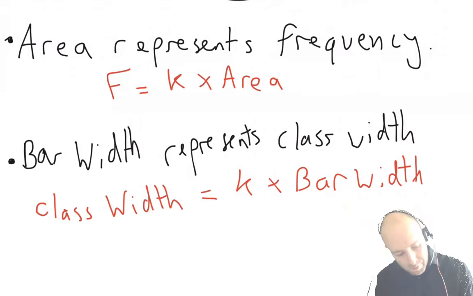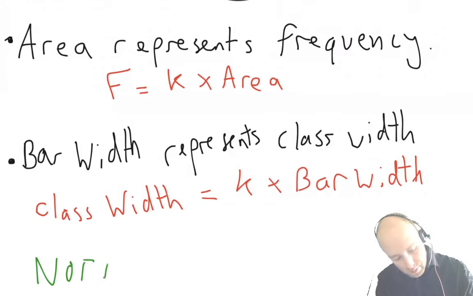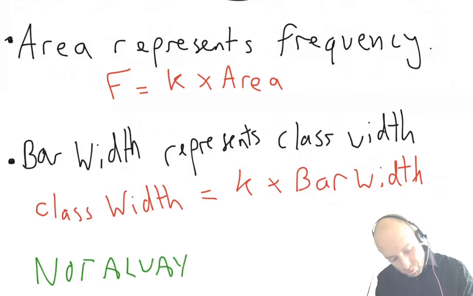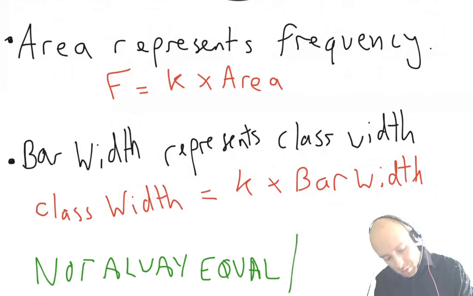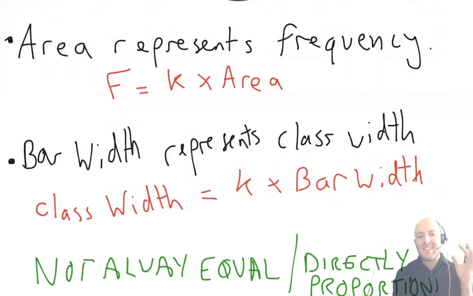So I'm going to put here as well, not always equal. By equal, I mean directly proportional. So in other words, k doesn't always equal 1. It rarely does. Sometimes it does, rarely does k equal 1. I've forgotten the S in always there. I think I wrote with my hand instead. So yeah, not always equal, directly proportional.